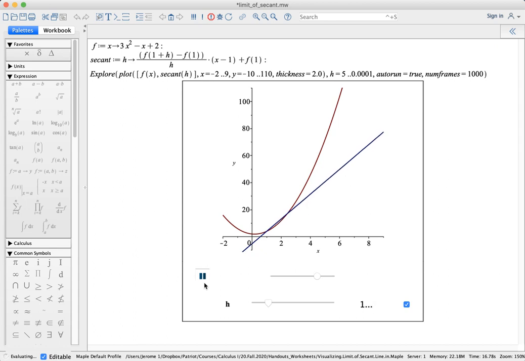And look at our h value. It's getting smaller and smaller and smaller. And eventually, the animation will end here because I only used a certain number of frames, but look at what happens as h gets really, really small. That secant line now becomes our tangent line, and there it is, right?